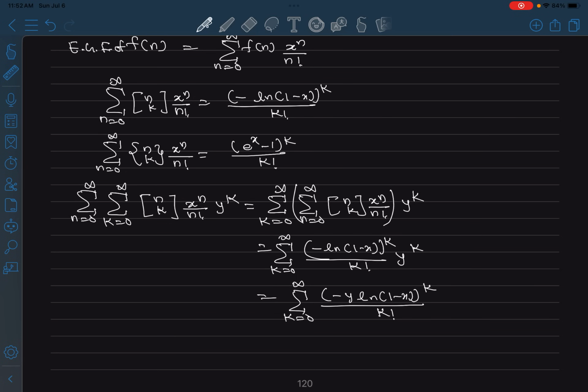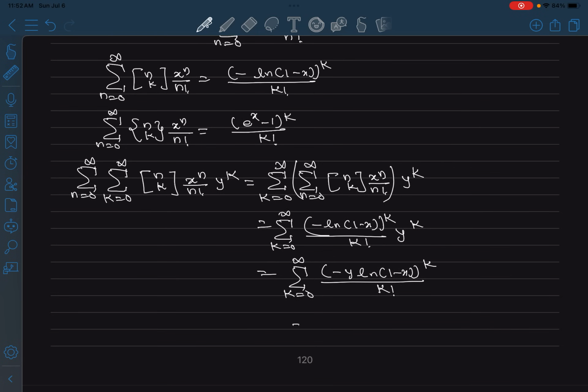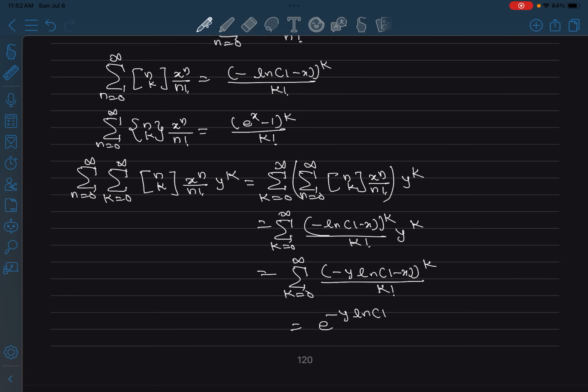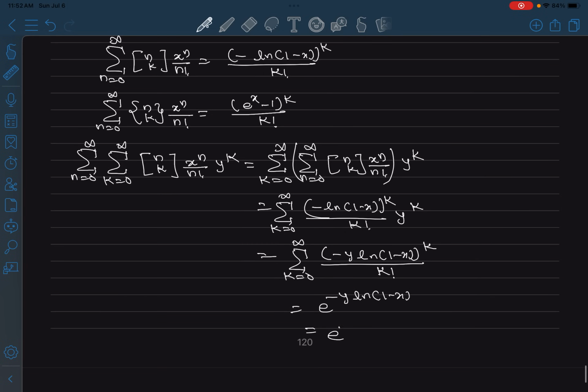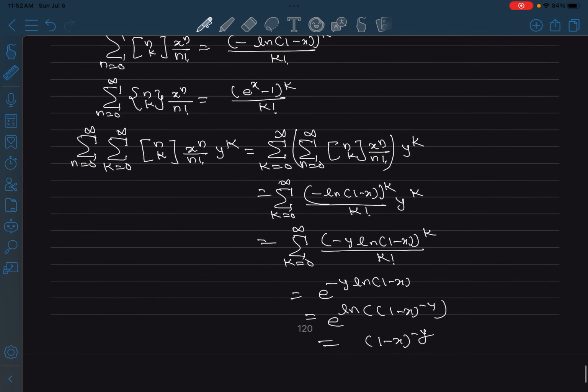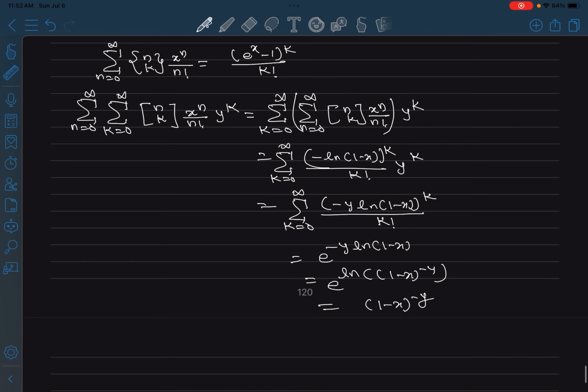Now this is just the series of e to the power x. If this whole thing is t, this is the series of e to the power t. So it is e to the power minus y ln of (1 minus x). And now this is e to the power ln of (1 minus x) to the power minus y. That becomes (1 minus x) to the power minus y, which was exactly what we had to prove. So it's actually pretty easy because we already had the main result from the previous video.